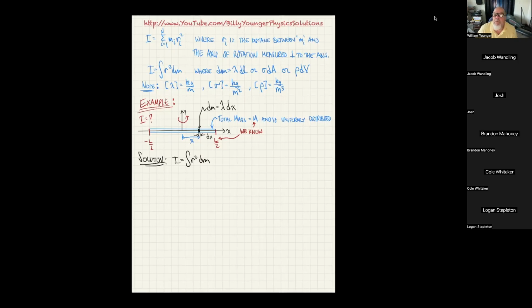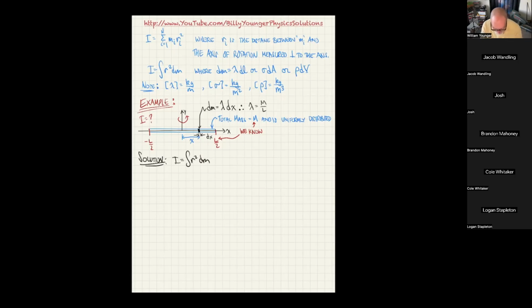Yes, Micah, except not X. What do you think I would use instead of X? Close. I actually called the length of the rod L. So it's capital L. So yes, lambda. I'll say therefore lambda is equal to M divided by L.